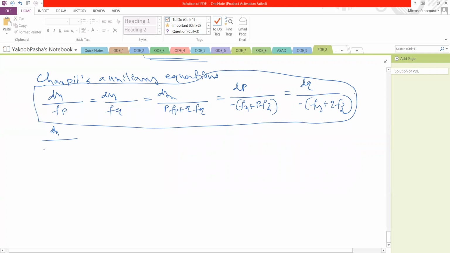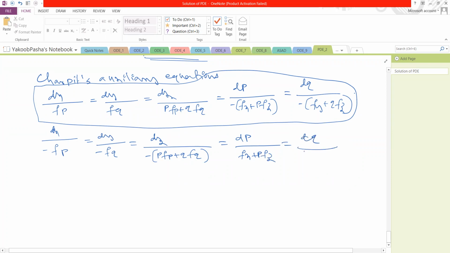dx by minus fp is equal to dy by minus fq is equal to dz by minus of p fp plus q fq is equal to dp by fx plus p fz and dq by fy plus q fz.